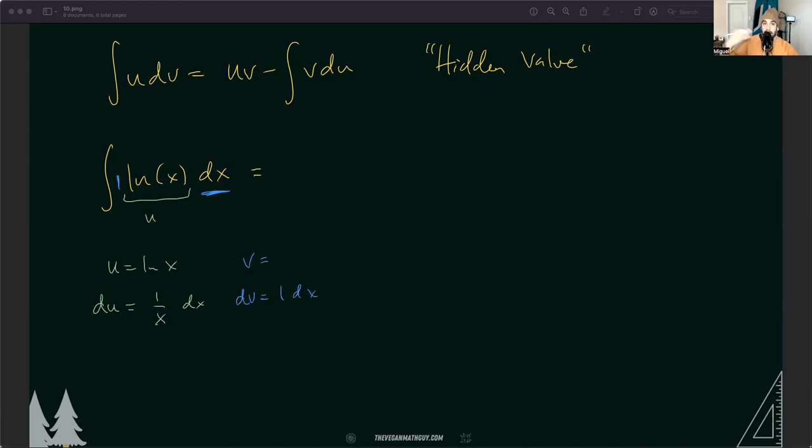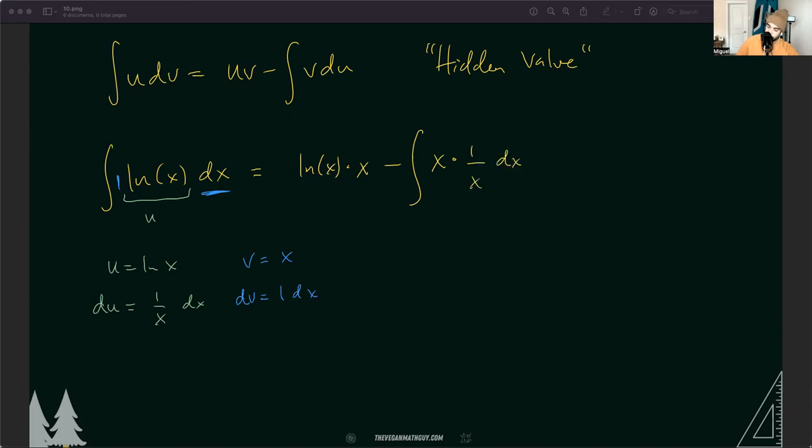And v is the integral of that. So now we're going to make that x. And if we're using the uv minus v du, which is the integration by parts, we're going to do u, so natural log of x, times v, which is x, minus the integral of v, which is x, times du, which in this case is going to be 1 over x dx.